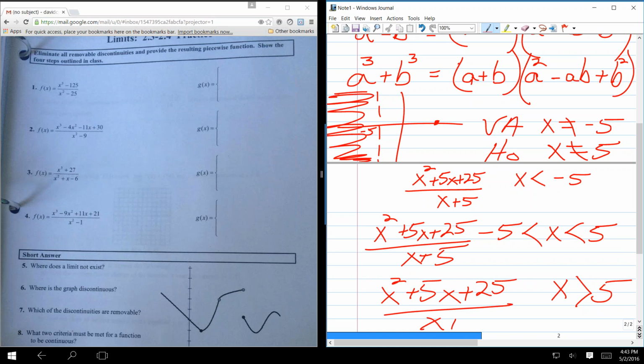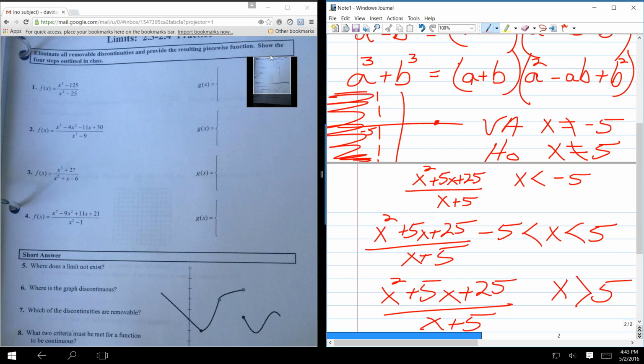The only advantage in writing it as a piecewise function is that you get to eliminate -5 from your domain and 5 from your domain.